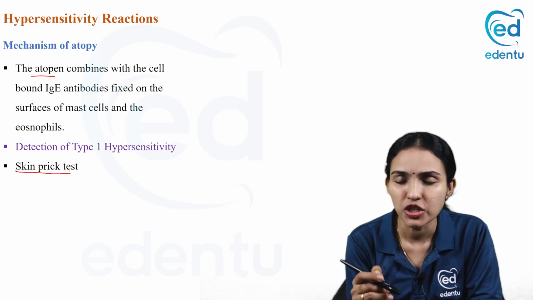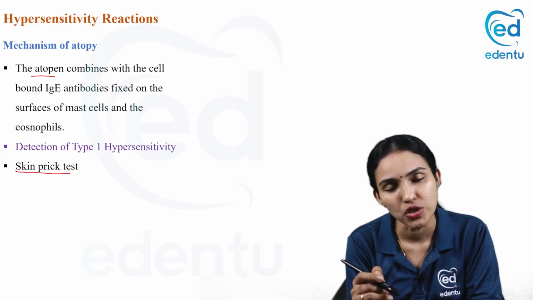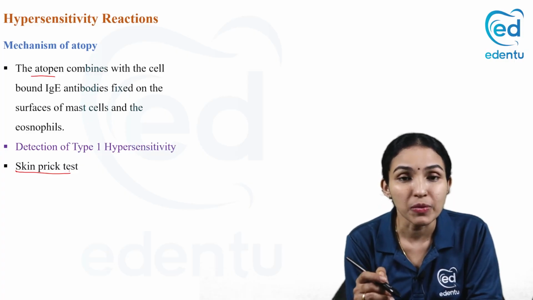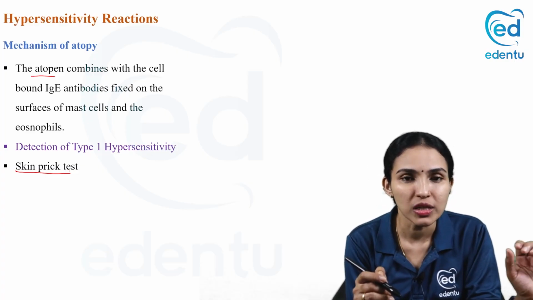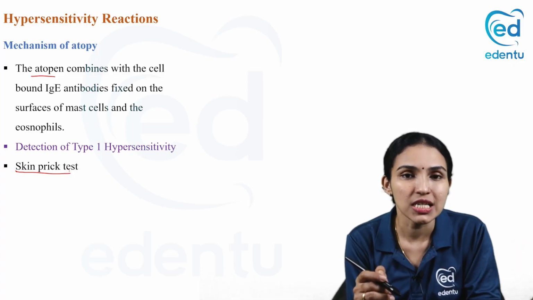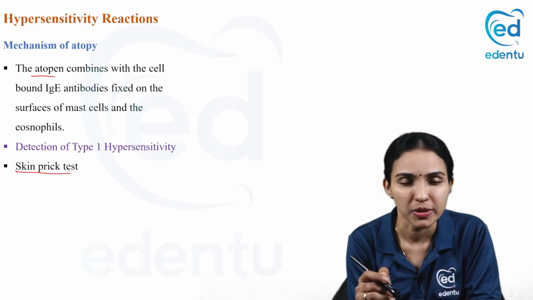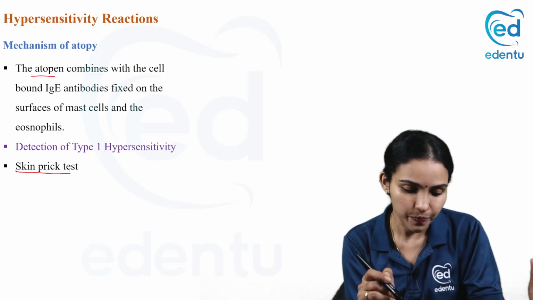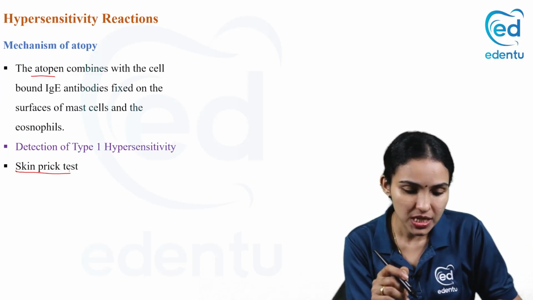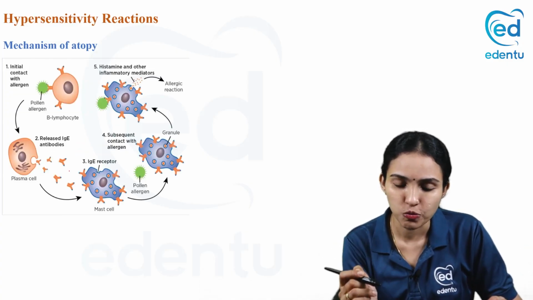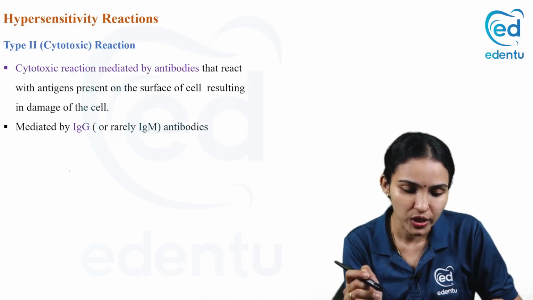Suppose it is an atopic condition, how will you treat? Again, you can give corticosteroids and antihistamines. But if it goes to anaphylaxis, you have to immediately resuscitate the patient, give adrenaline, and all kinds of support should be given because it's a medical emergency. So that's about type 1 hypersensitivity. Again, the mechanism of atopy is the same mechanism, shown again.